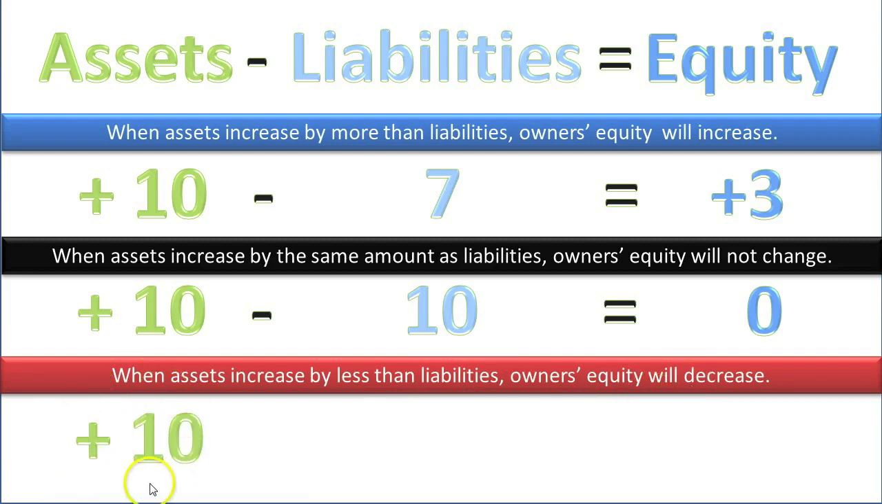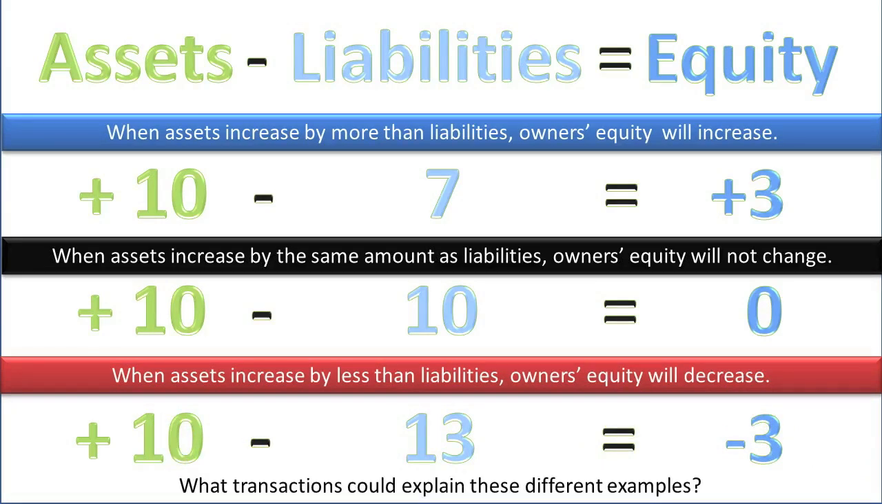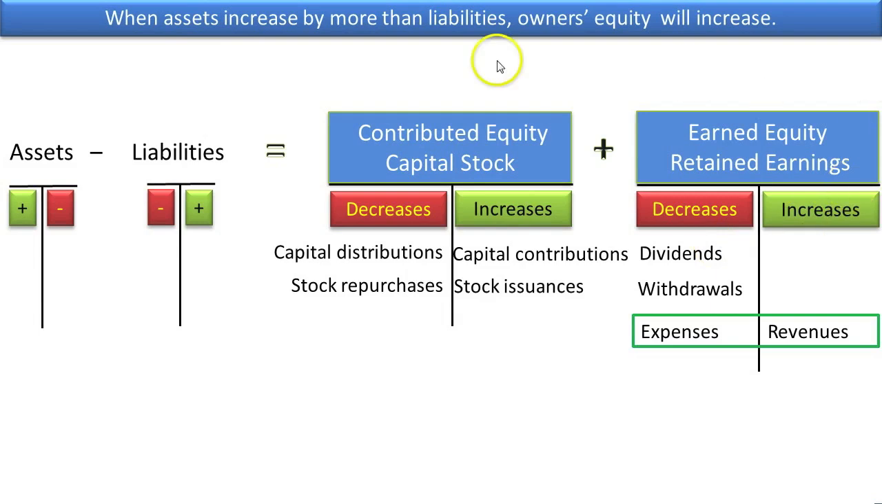If we have $10 in assets come in, but our liabilities increase by a larger amount, that excess liability effectively will reduce the owner's equity in the company's assets. What transactions could explain these different examples? I've set this up. You've just barely seen this. Here's your equity accounts broken out into the two types of equity, the contributed equity and the earned equity. And the opposite side is your assets minus liabilities.